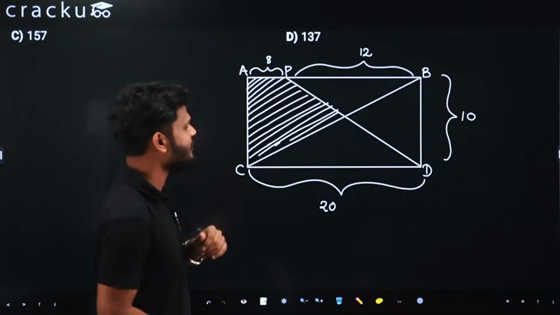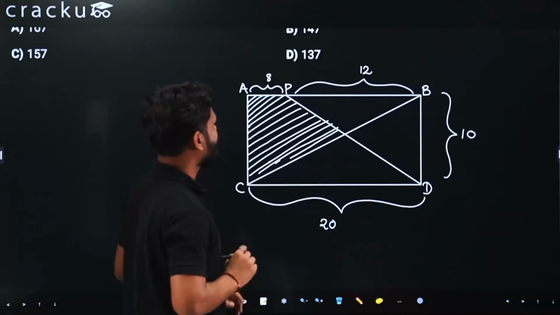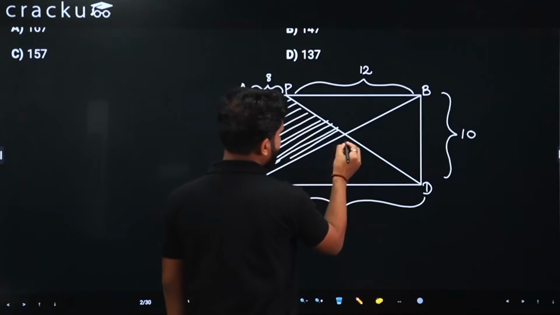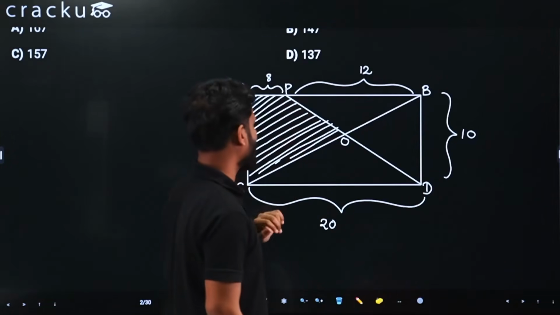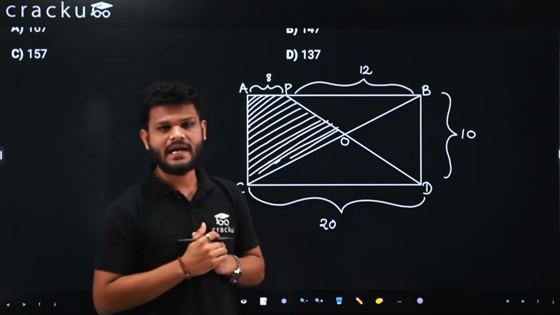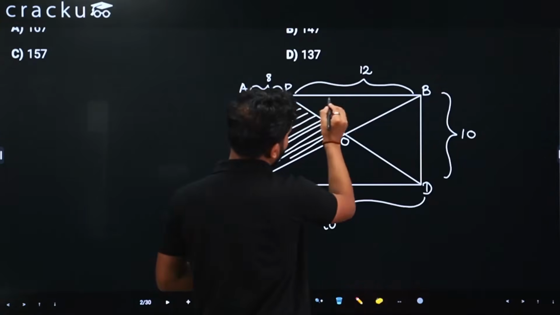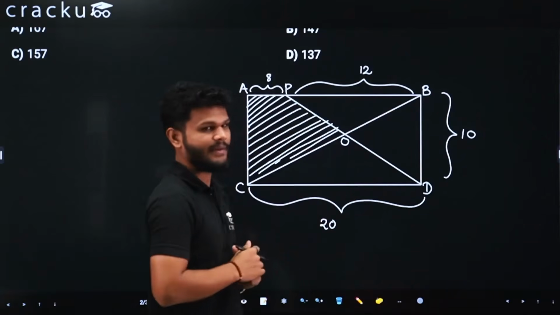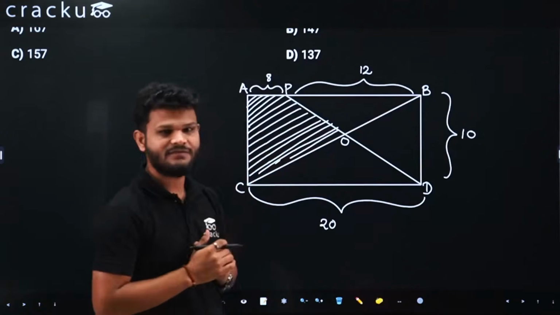Now, how do we find the area of the shaded region? First of all, you can see these two triangles. Let us say this is O. So you can see triangles BOP and COD. What is special in these two triangles? The specialty is that PB is parallel to CD, and BC is a transversal.